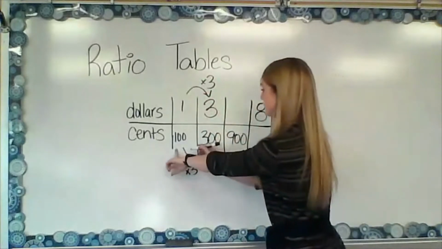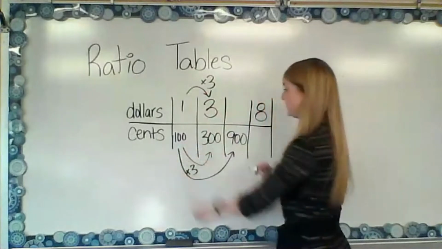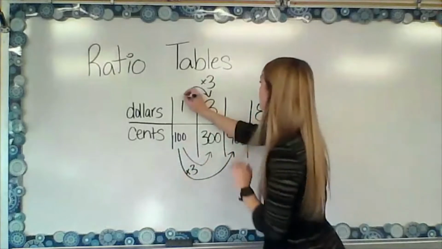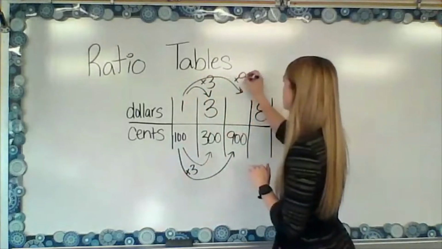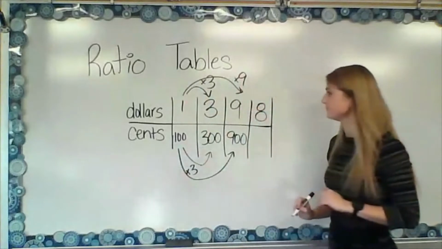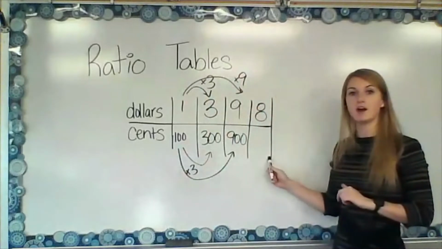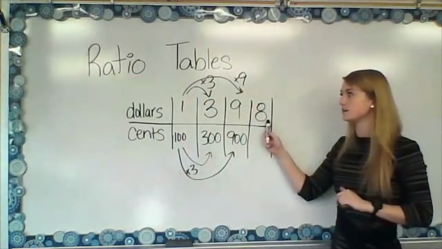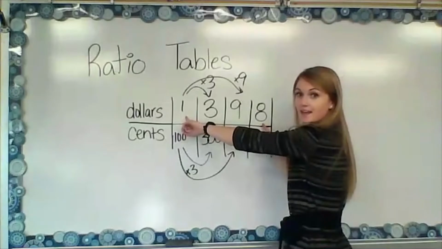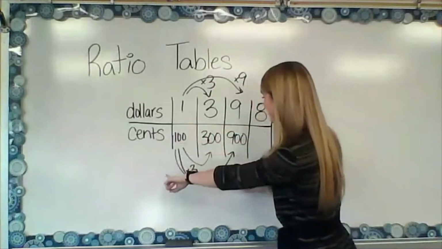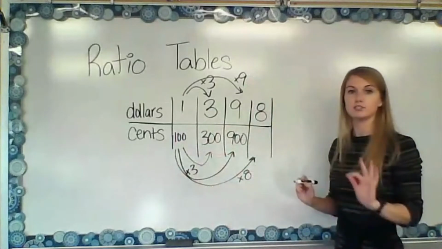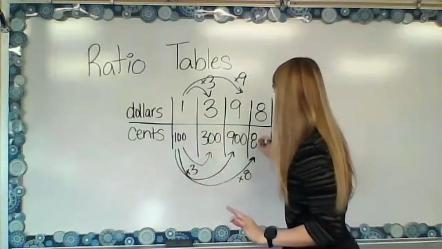How do I go from 100 to 900? Multiply by 9, right? So I have to do 1 times 9. 1 times 9 is 9. So that one's filled in. Now I've got the opposite. I've got an 8 over here. How do I go from 1 to 8? Times by 8. So I have to do 100 times 8. 100 times 8 is going to be 800.